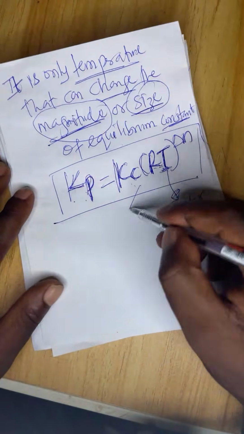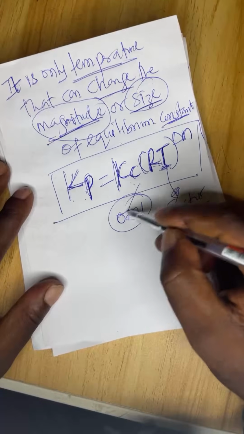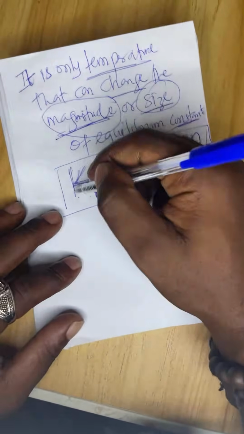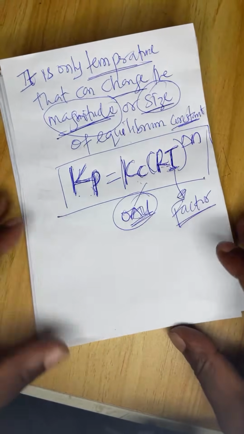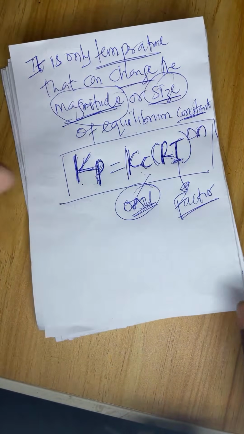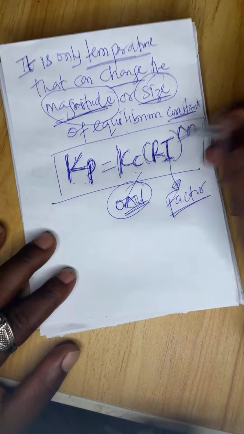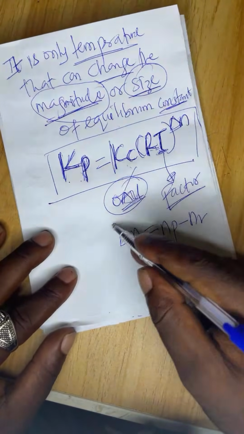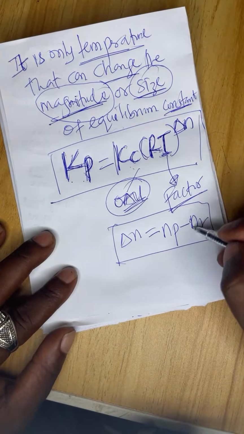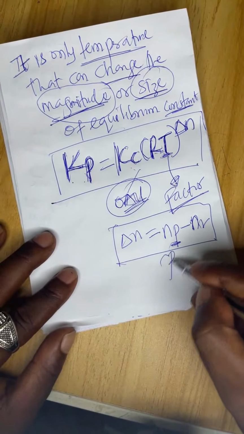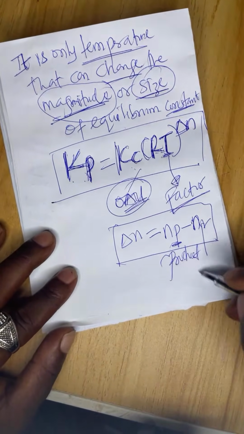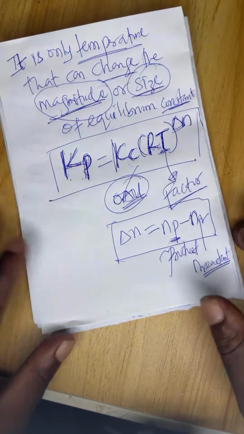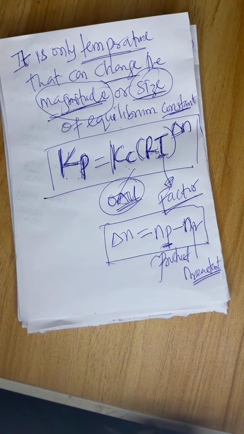This question, if you are doing OAU post-UTME, you should know it. It's a common question in OAU post-UTME. So note this, screenshot it if you want. Now this change in n is np minus nr: the number of moles of the product minus the number of moles of the reactant.